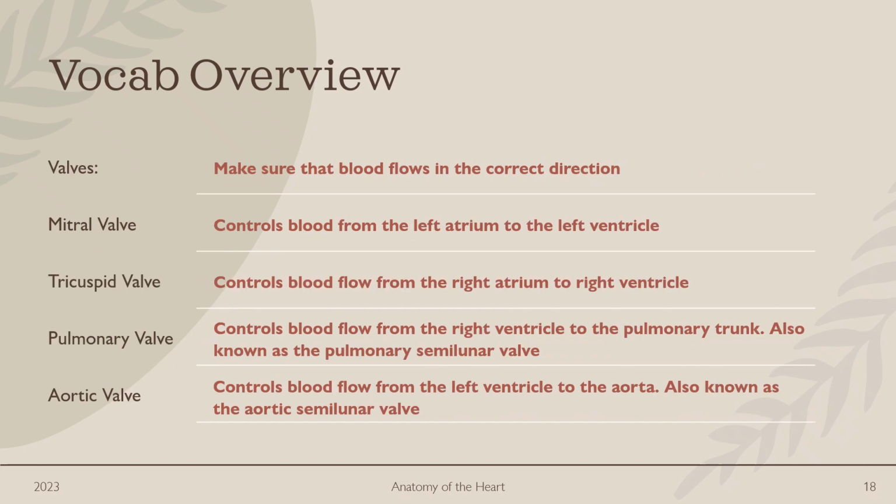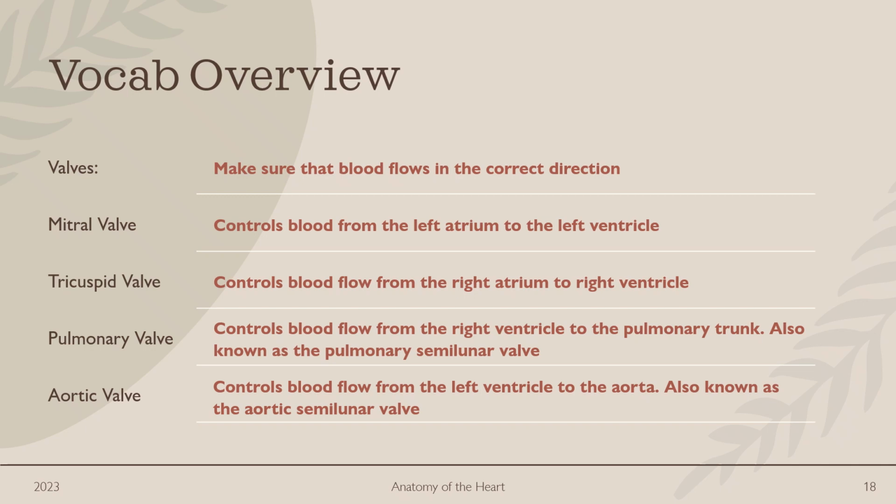The four valves of the heart include the mitral valve, tricuspid valve, pulmonary valve, and aortic valve, and all of these make sure that the blood flows in the correct direction without backflowing. The mitral valve controls the blood flow from the left atrium to the left ventricle. The tricuspid valve controls the blood flow from the right atrium to the right ventricle.